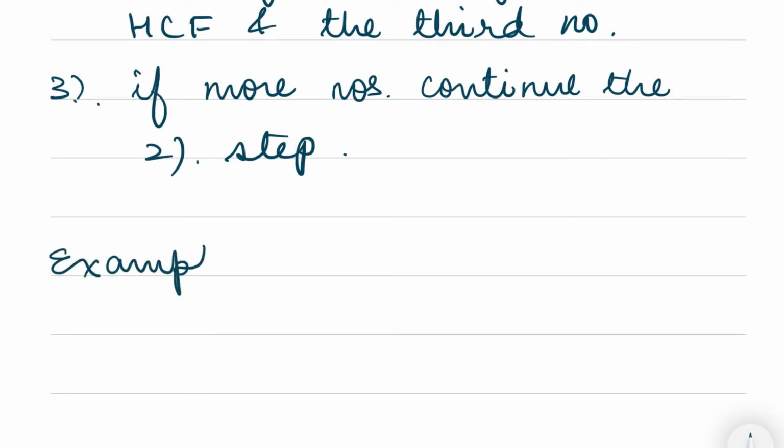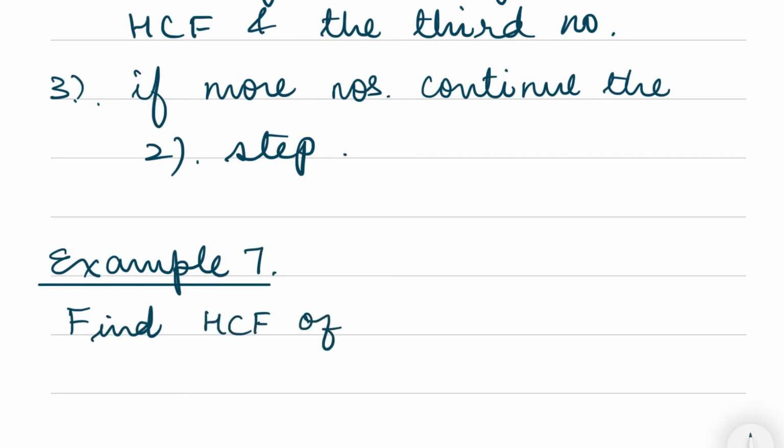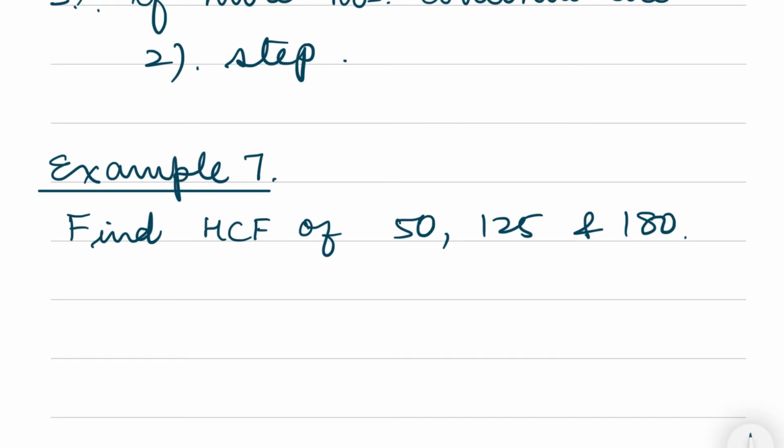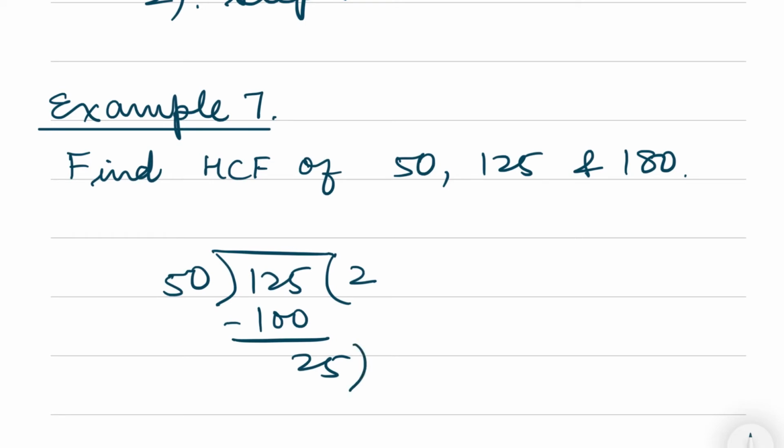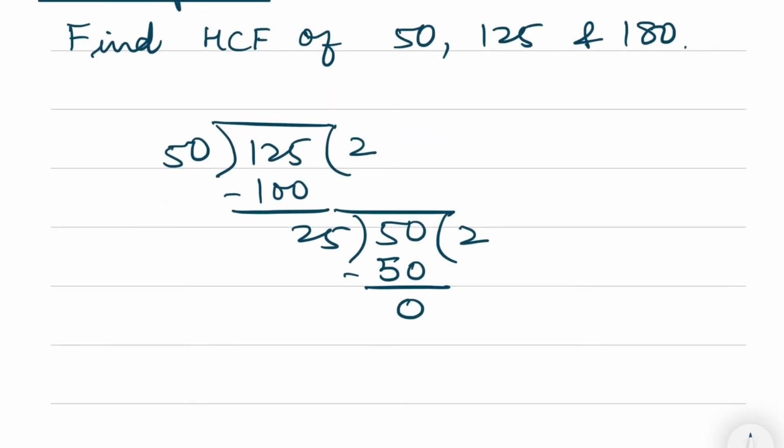Example 7: find the HCF of 50, 125 and 180. First we'll take the first 2 numbers, 50 and 125, and follow the same steps. So 50 is my smaller number and 125 becomes the dividend. 2 times 50 is 100, and subtracting we get 25. Dividing 50 by 25, we get 2 times 50, and subtracting we get 0. So here the HCF is 25.